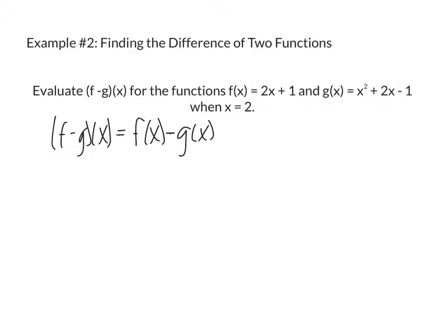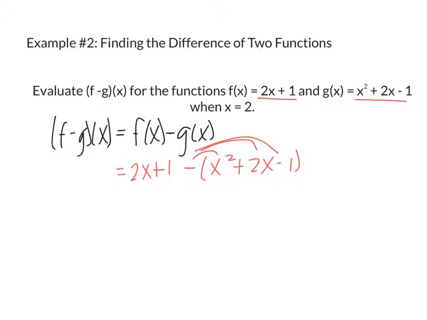So when I start to substitute these two functions here, I will have 2x plus 1 minus, in parentheses, x squared plus 2x minus 1. Again, I mentioned you need to use parentheses so that you know that you distribute the negative to all terms rather than just the first.